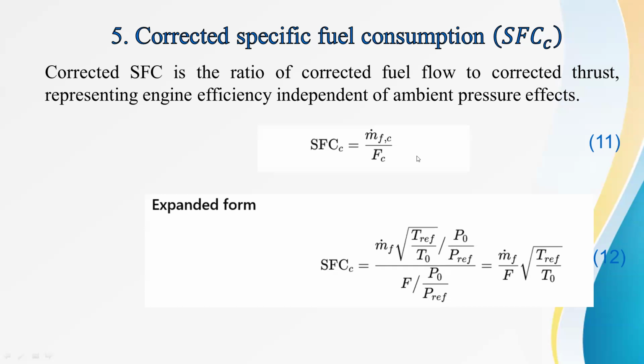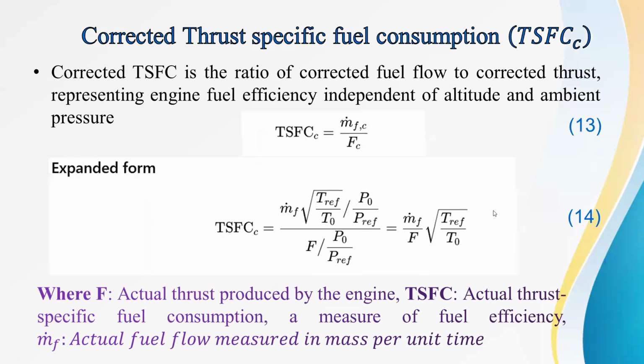So now the corrected specific fuel consumption is given, which is the ratio of the corrected fuel mass flow rate divided by the corrected thrust, and which finally gives us the actual mass flow rate of fuel divided by thrust times the radical of the temperature ratio.